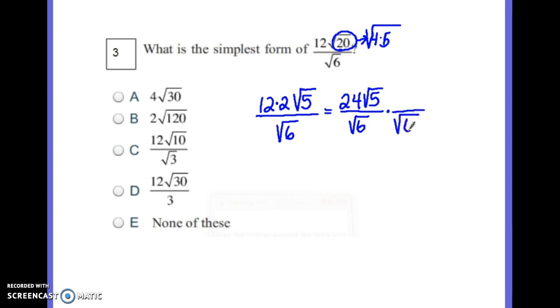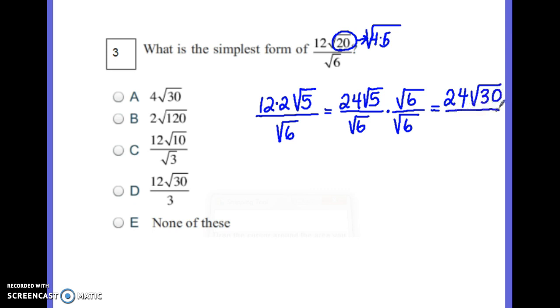So I'm going to multiply both the numerator and the denominator by the square root of 6. So really this number here is just 1. It's a funny looking 1, but it is just the number 1. So when we do that, in the numerator, we've got 24 that's going to stay outside of the radical, and the square root of 5 times the square root of 6 is going to be the square root of 30.